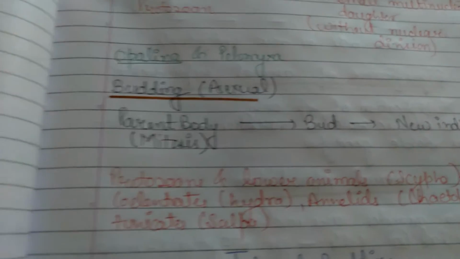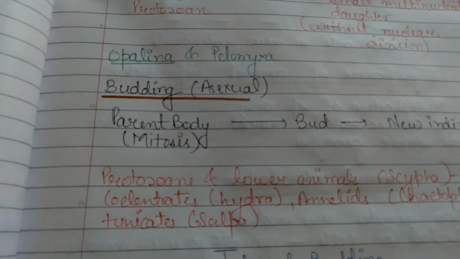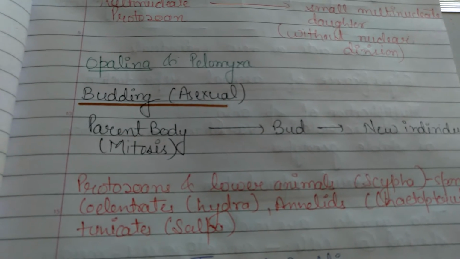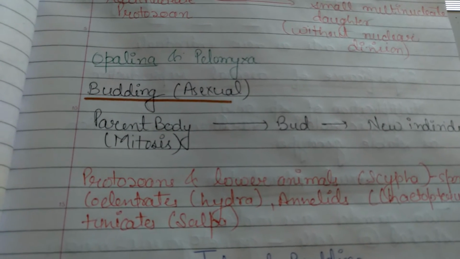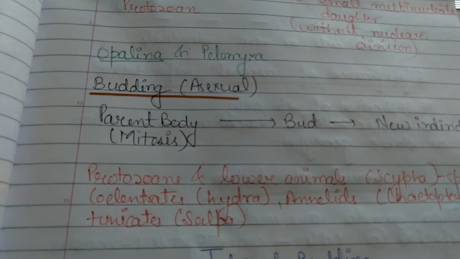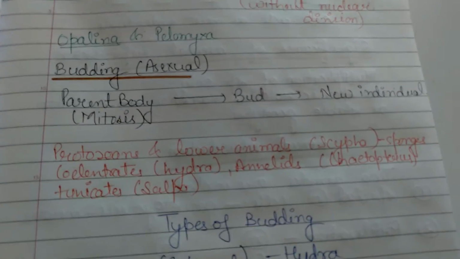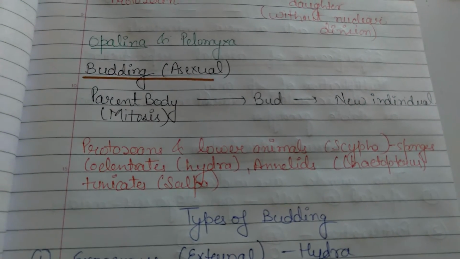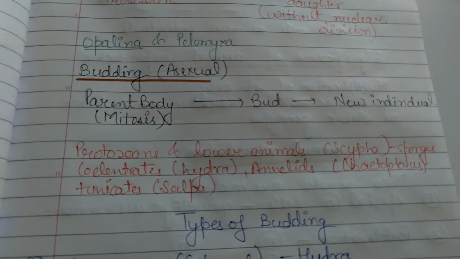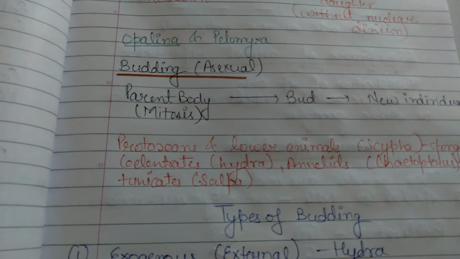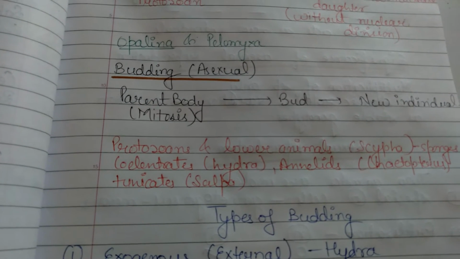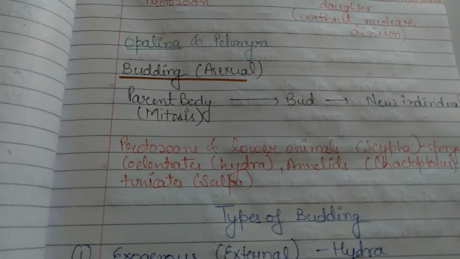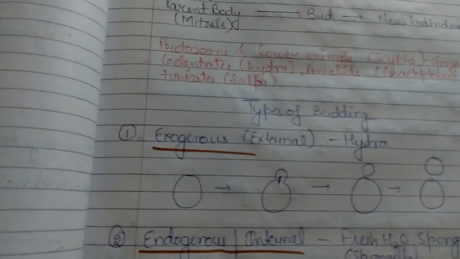Next is budding. This is also a type of asexual reproduction in which the parent body undergoes mitosis and forms a bud, and this bud acts as a new individual. It has a free life. For example, protozoans and lower animals. In sponges, Scypha is an example. In Coelenterata, Hydra. In annelids, Chaetopterus, and in tunicates, Salpa. Next is types of budding.